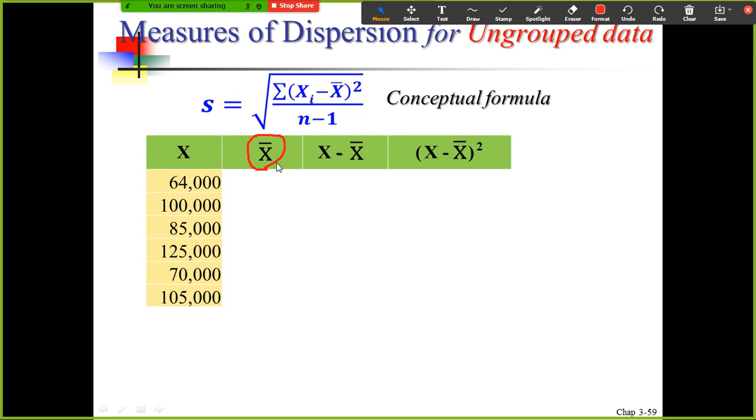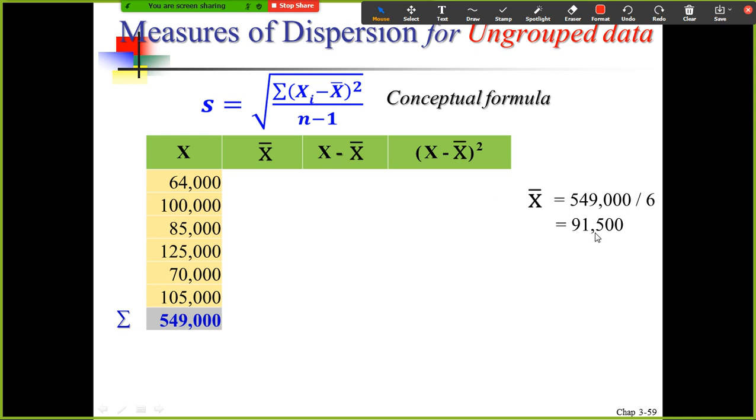How to find the arithmetic mean for an ungrouped data set? In order to find the arithmetic mean, you need to add all x together and then divide it by n. So add all x together, then divide it by n. What is n? n is 6: 1, 2, 3, 4, 5, 6, because there are 6 students in our data set.